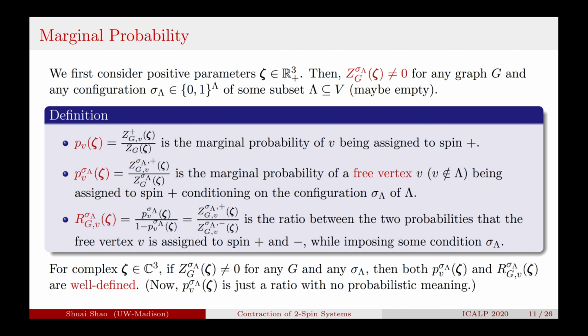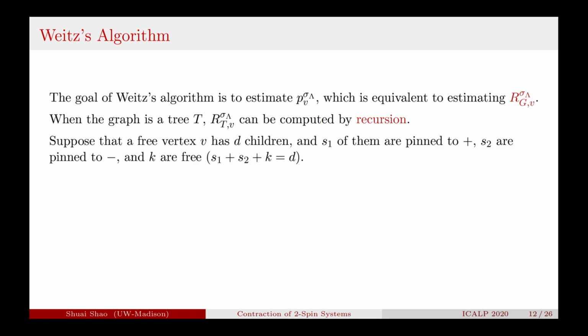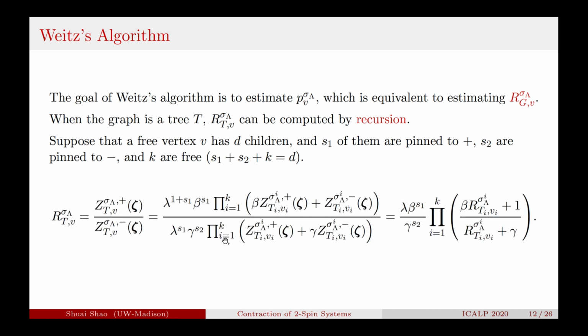Well, for complex parameters, if the partition function is still non-zero for any graph G and any partial configuration, then both the value p and the ratio R are well defined. Now, in this case, the value p is just a ratio and it has no probabilistic meaning. The goal of Weitz's algorithm is to estimate the value p, which is equivalent to estimating the ratio R. Well, when the graph is a tree, the ratio R can be computed by recursion. So suppose that v has d many children, and among its children, k of them are free. Then the ratio R can be computed using the ratios R at these free vertices among its children.